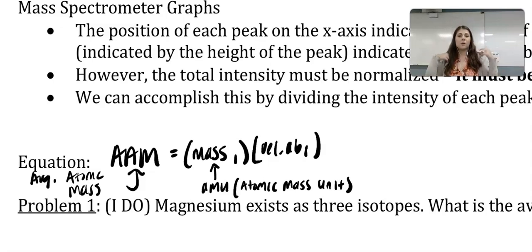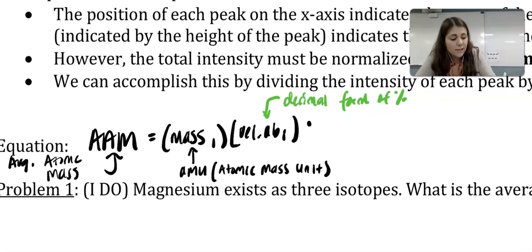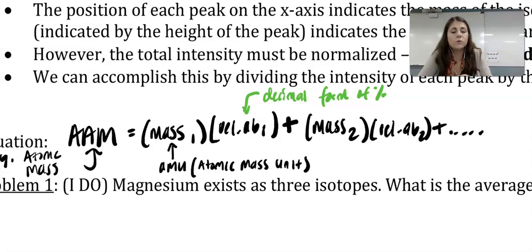So let's say your first isotope was 20%. You would make that into 0.2. So again, this would be the decimal form of percent. Then you will, and again, we're taking the sum of all the different isotopes in the world. So here, plus the mass of the second isotope multiplied by its relative abundance. And then you will do this for however many there are.